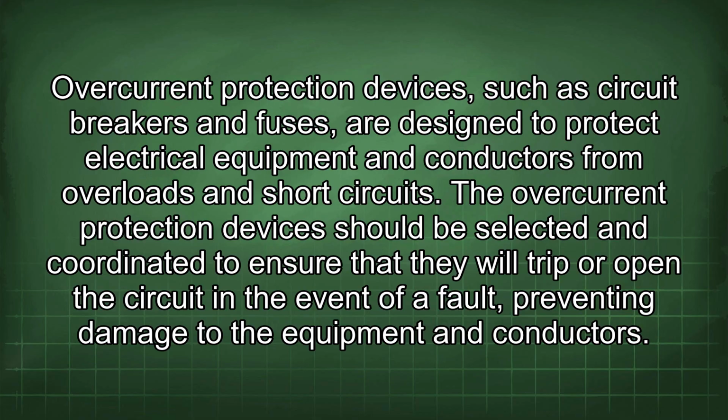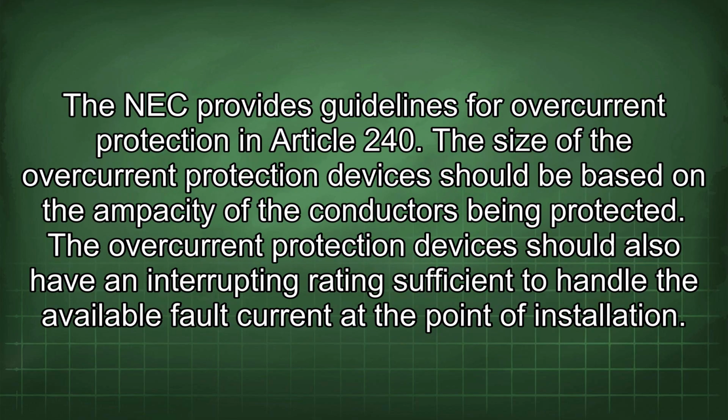Overcurrent protection devices, such as circuit breakers and fuses, are designed to protect electrical equipment and conductors from overloads and short circuits. The overcurrent protection devices should be selected and coordinated to ensure that they will trip or open the circuit in the event of a fault, preventing damage to the equipment and conductors. The NEC provides guidelines for overcurrent protection in Article 240. The size of the overcurrent protection devices should be based on the ampacity of the conductors being protected.